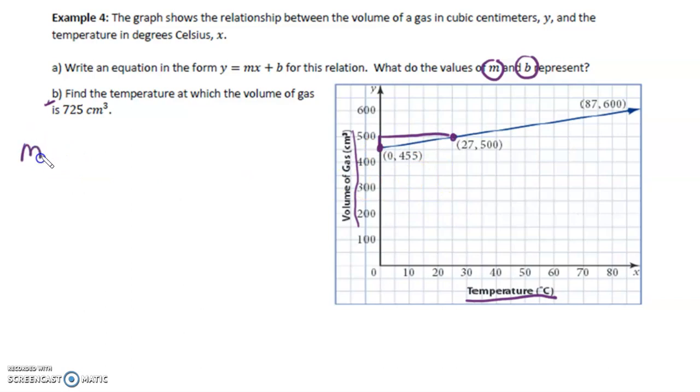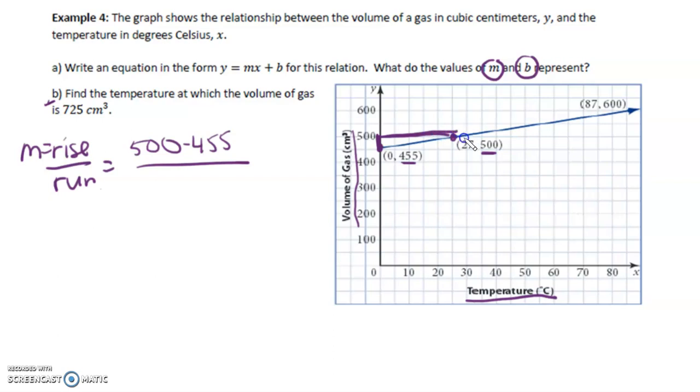So the rise is going to be from 455 to 500. Okay, so we'll go 500 minus 455. And the run is going to go from 0 to 27. So backwards, 27 minus 0. And we get 45 over 27. Okay, what do the values of m and b represent? Oh, our b value is actually right here anyways. It comes straight from this. It's just 455.